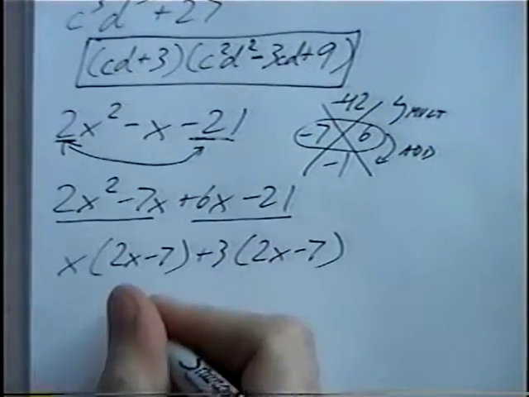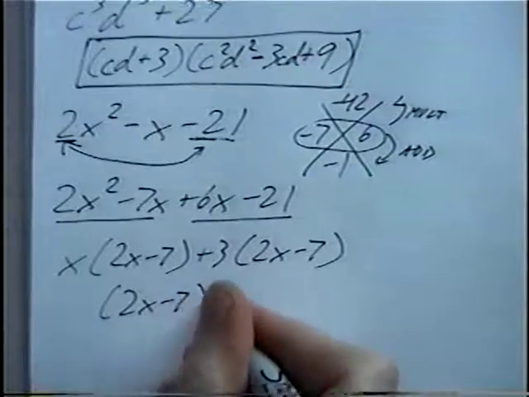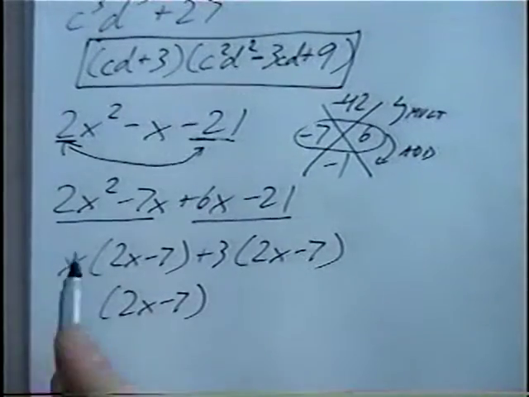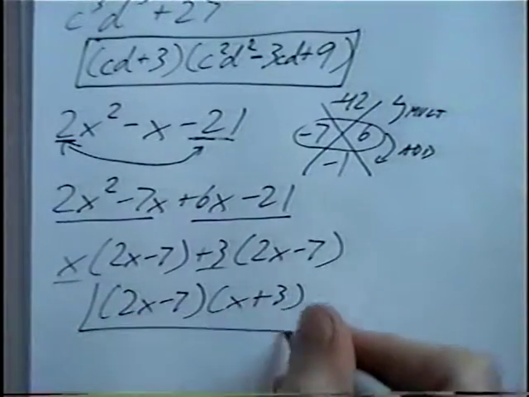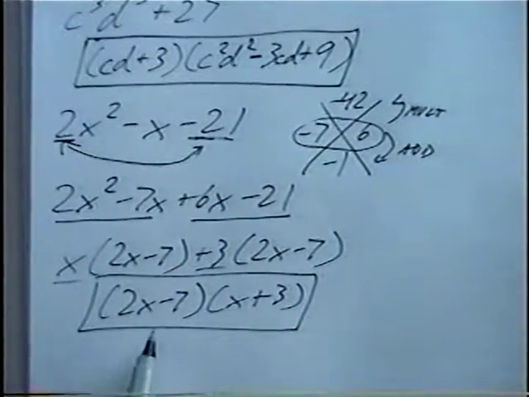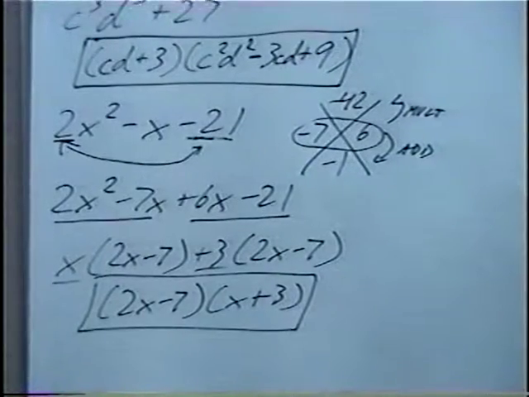Again, both of these parentheses must match up. And your second parentheses is what's left over. Final answer, 2x minus 7 and x plus 3.